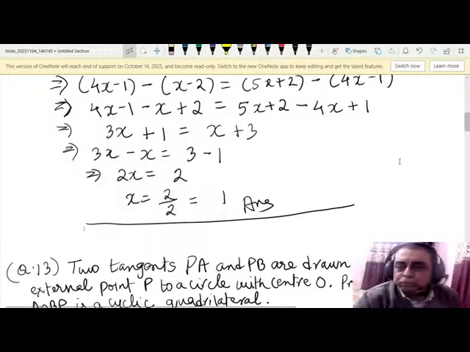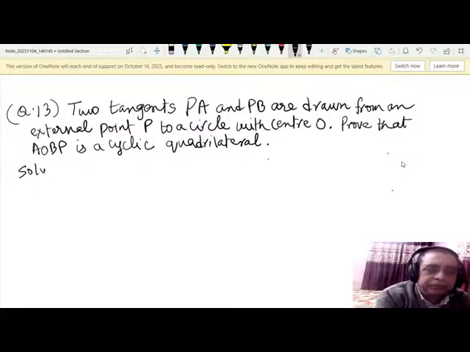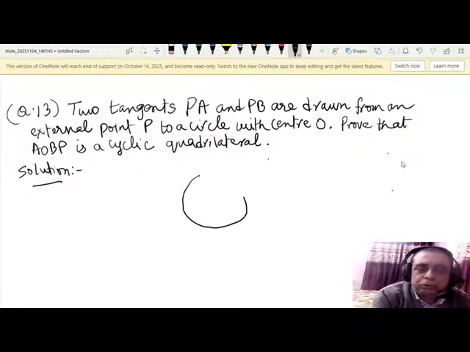Now we are moving to question number 3. Here it is saying two tangents PA and PB are drawn from an external point P to a circle with the center O. Prove that AOBP is a cyclic quadrilateral. Now we are doing this sum. Okay, first you draw the figure. Here the figure is not given in the question, so you draw one circle and mark its center as O.